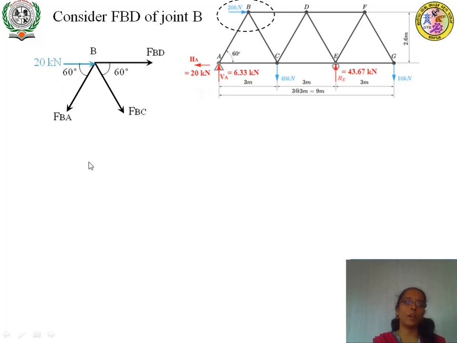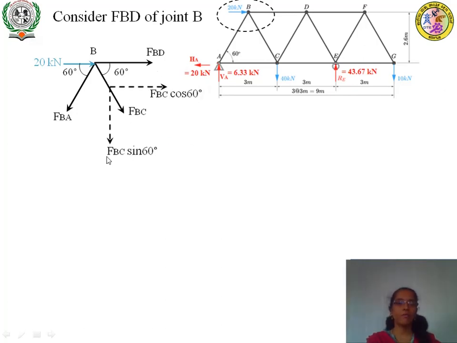Apart from that we have one horizontal force of 20 kilonewton. To apply the conditions of equilibrium, we have to resolve the inclined forces along x and y directions. These are the resolved components of FBC. FBC is making an angle of 60 degrees with respect to horizontal. Therefore the x component is FBC cos 60 and the y component is FBC sin 60. This force is in the fourth quadrant, therefore x is positive, y is negative.